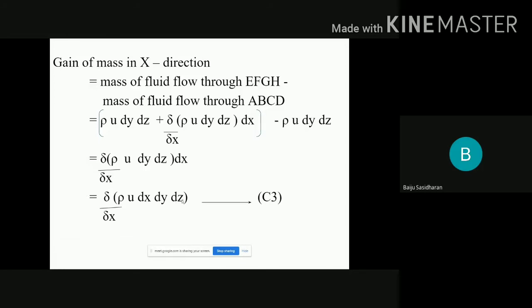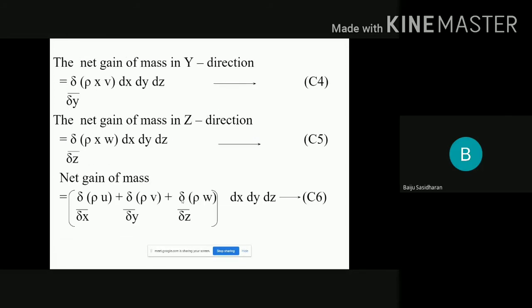dz. Okay, rearrange it. Similarly, the net gain of mass in y direction is dou by dou y of rho v into dx dy dz. Similarly, the net gain of mass in z direction, what is that? Dou by dou z of rho into w into dx dy dz. Therefore, the net gain of mass is equal to dou by dou x of rho u plus dou by dou y of rho v plus dou by dou z of rho w, that into dx dy dz. That is the net gain of mass.